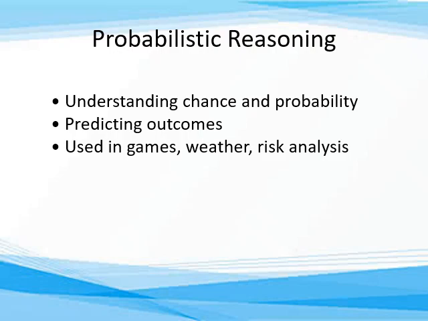Then there is probabilistic reasoning. This is about chance and probability. It helps us predict outcomes. That is, this reasoning helps in predicting outcomes. For example, what is the chance of getting heads in a coin toss? The probability is 1 by 2. Thus, students can guess probability before getting to know the actual result.